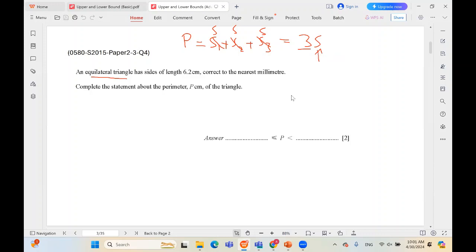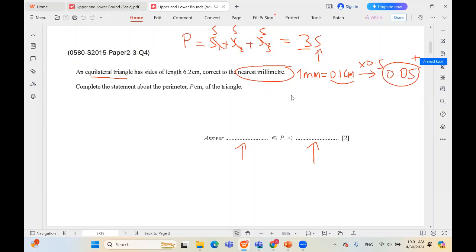So we want the lower and upper bounds of the perimeter. We want both because we have two blank spaces to fill. So we need to figure out the level of accuracy. The level here is millimeter. 1 millimeter equals 0.1 centimeters. We divide by 10, and we multiply this number by half to get the bounds. So we get 0.05. So this is the number that we're going to add or subtract for s.